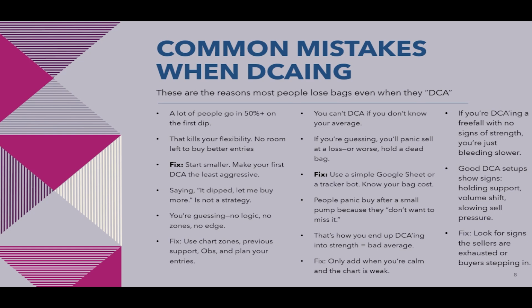Because you can't DCA if you don't know your average, right? If you didn't buy into the coin, you can't DCA anyway. Anybody that thinks they're DCAing just because they buy into a coin on a dip, that isn't what DCAing is. It's just lowering your dollar cost average, right?